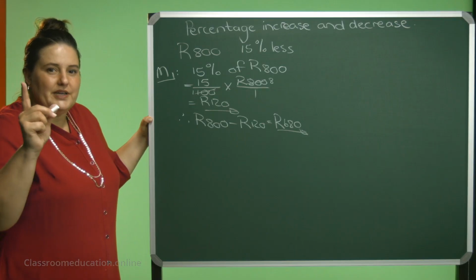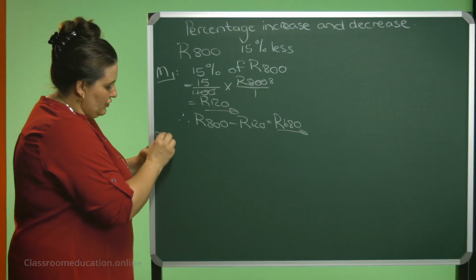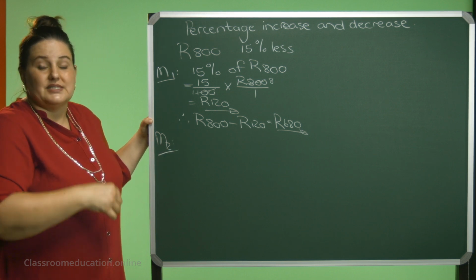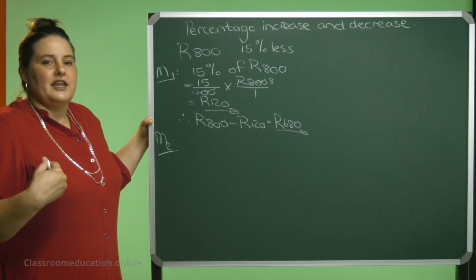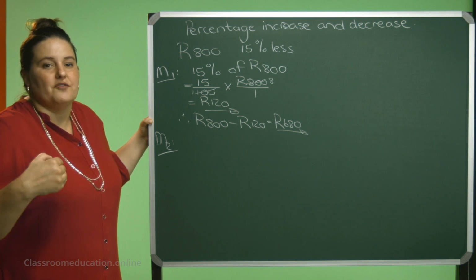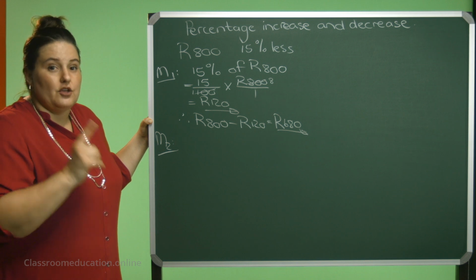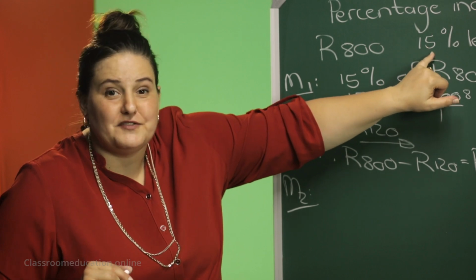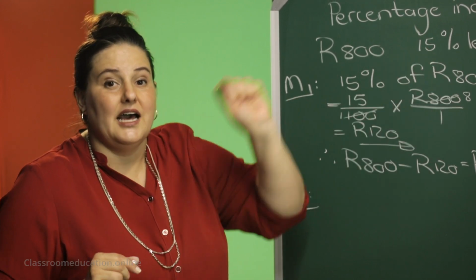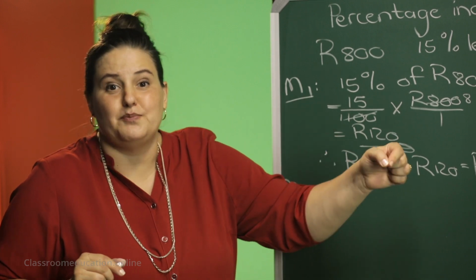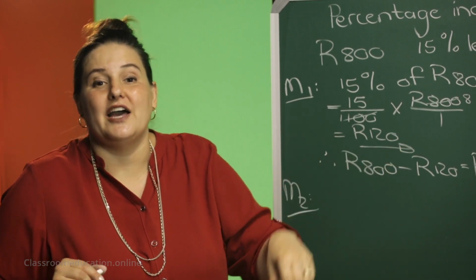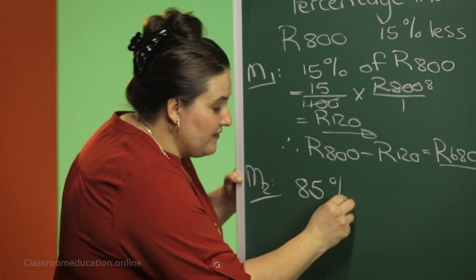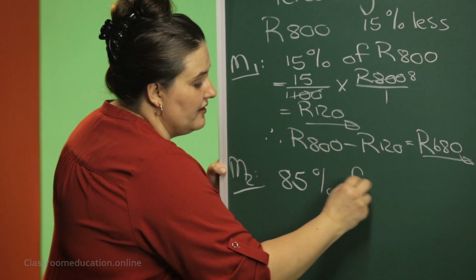Okay, let's do it in another method. Method 2. If there's a decrease in price, percentage decrease, then you don't pay 100% of the amount. You agree? You are going to pay 100% minus the 15%. And 100% minus the 15% will be 85%. So you are actually going to pay 85% of the 800.